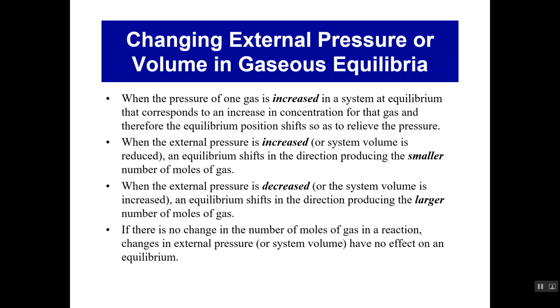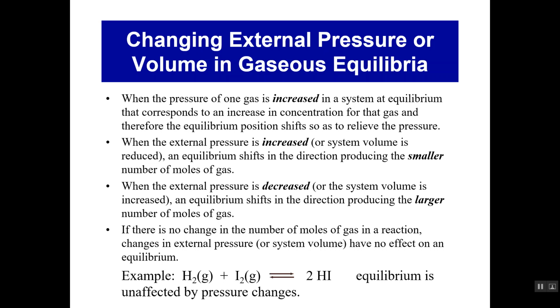Now, let's consider this possibility. Let's say there's no change in the number of moles of gas in a reaction. For example, this reaction right here, the reaction between H2 and I2 to give 2HI. If you look at this, you have a total of 2 moles of gases on the left side, 2 moles of gases on the right side. According to Le Chatelier's principle, nothing will happen. There'll be no change in the number of moles of gases in the reaction.